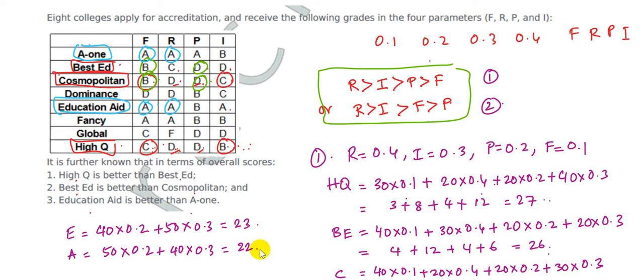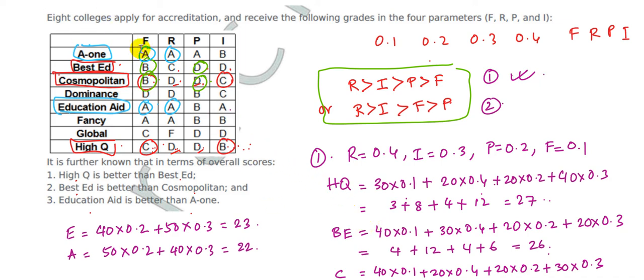So that means this order fulfills all the criteria that are given, right? So this should be the correct order. Is it clear? Clear for everyone? Okay.